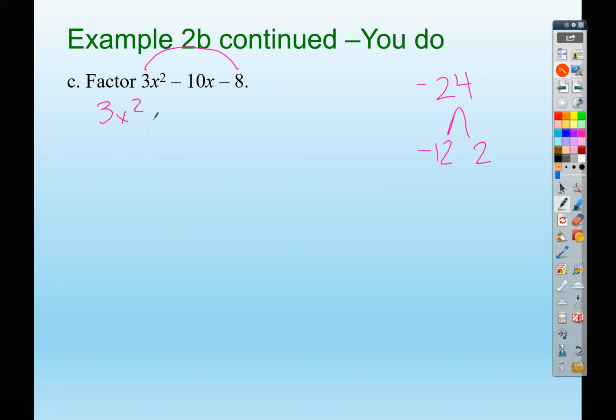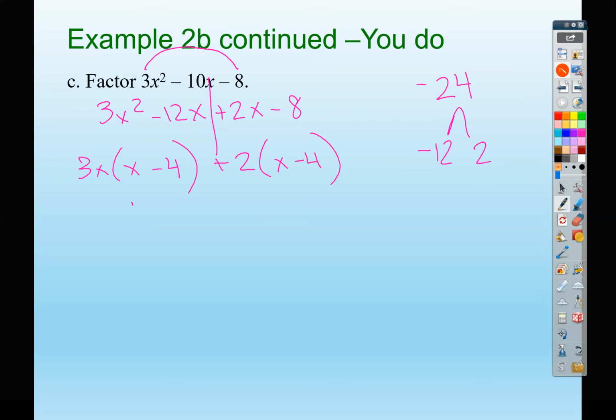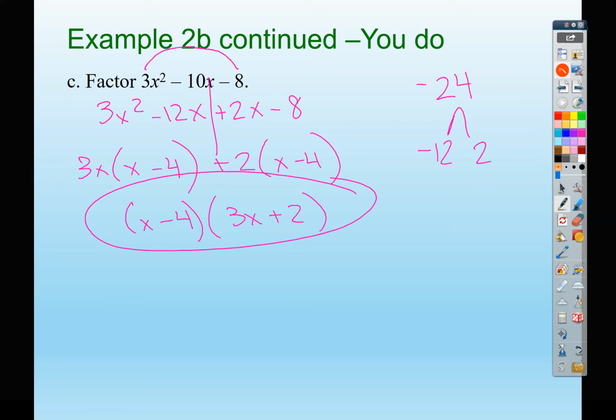So 3x squared minus 12x plus 2x minus 8. Break that in half. I can factor out a 3x, and I'm left with x minus 4. The second binomial, I can factor out a 2, and I'm left with x minus 4. So write the factors that they have in common and the terms that they don't. And that is your final answer.